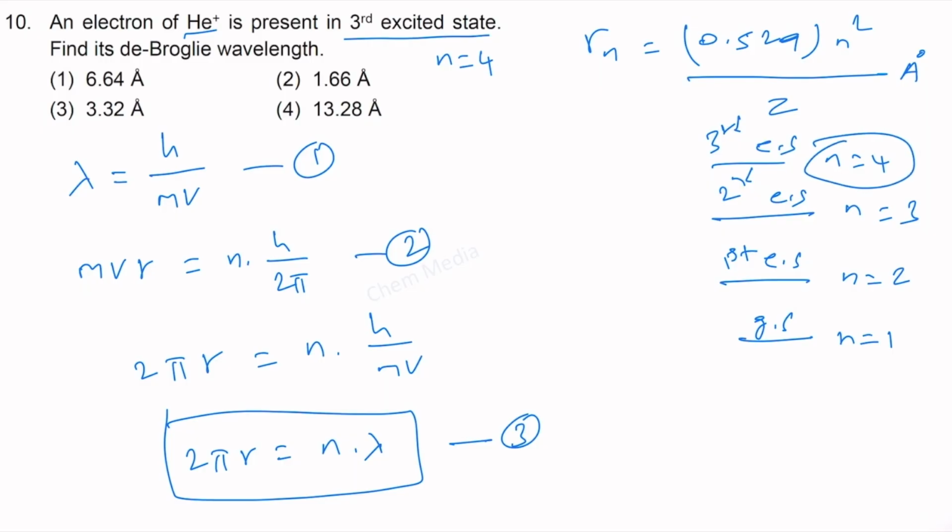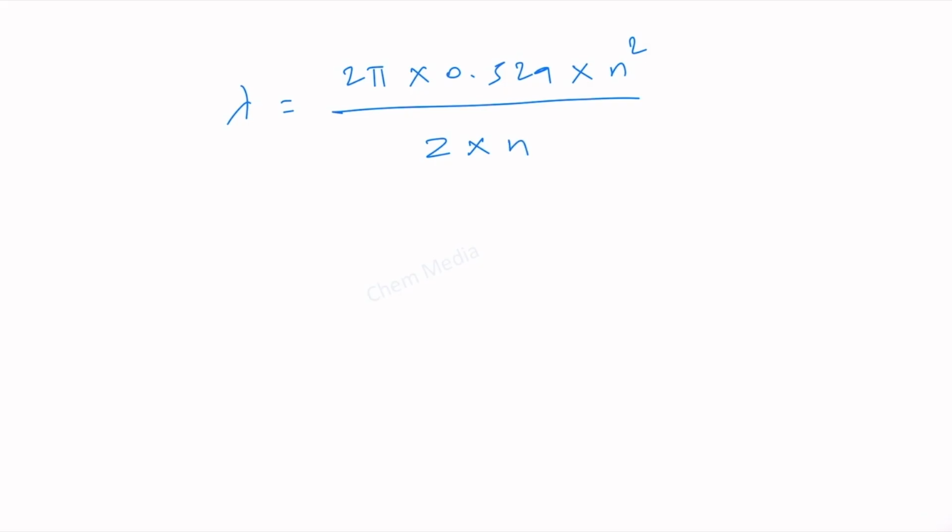Therefore, the n value is 4 here. From these equations, we can write that lambda is equal to 2 pi times 0.529 times n square divided by z times n. For helium, the z value is 2 because the atomic number is 2. And therefore, this is equal to 2 pi times 0.529 times, n value is 4, and therefore 4 square is 16, divided by 2 times 4.